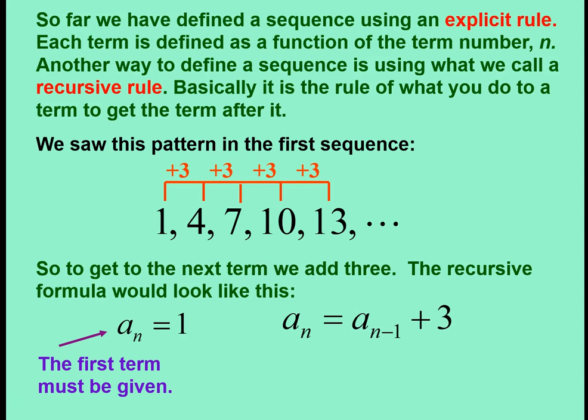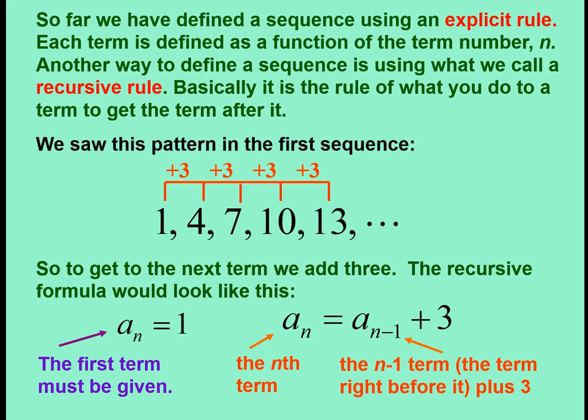Then we write a sub n equals a sub n minus 1 plus 3. A sub n is the nth term. A sub n minus 1 is the n minus 1 term, or the term right before the nth term. Then we do plus 3.